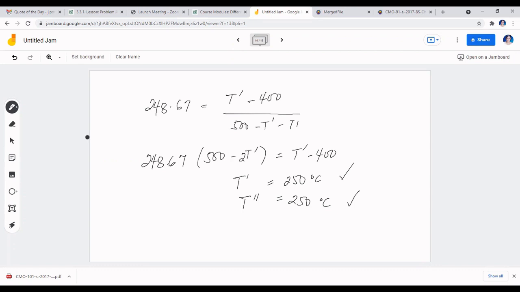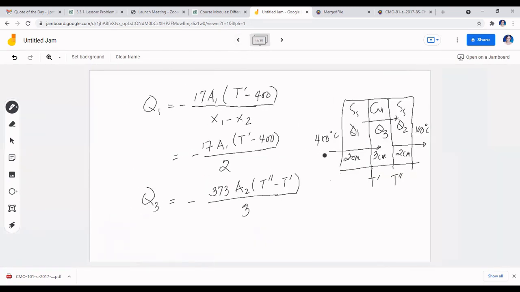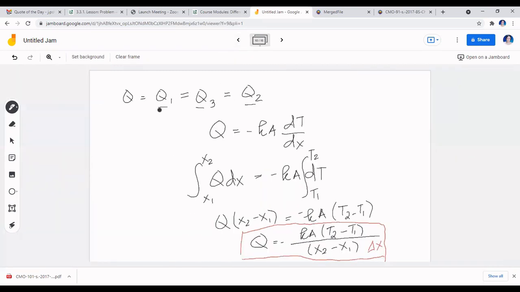T double prime is equal to 500 minus T prime. So this is our answer. So we got these two temperatures, the temperatures of the left and right faces of our copper plate sandwiched by these two stainless steel plates, using the fundamental principle that you use.